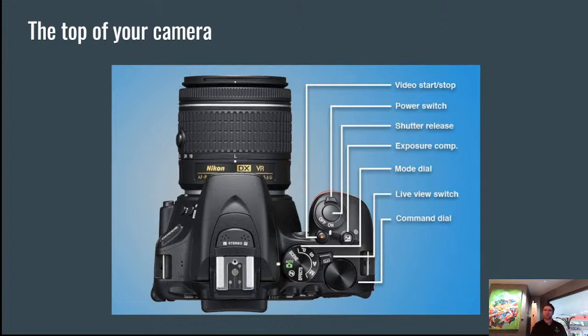But now your touch screen or your LCD display will list all of the camera stats. So what ISO, what aperture, what shutter speed are you shooting at, what type of servo do you have, what type of continuous shooting or burst shooting do you have, that sort of thing. So the live view switch can come in handy depending on what you want to do.